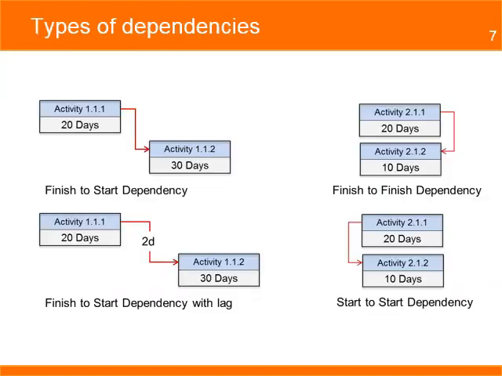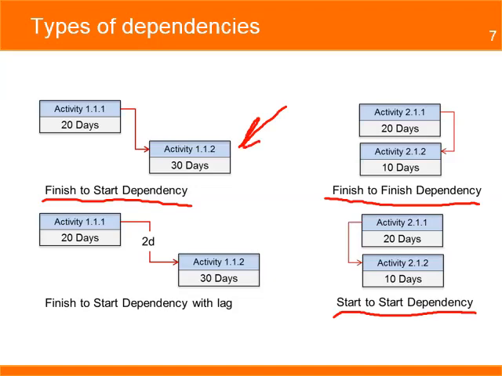Let's look at a simple example. After the team has estimated the duration of each activity, the next step is to identify the dependencies among the activities. Some activities can only start after another activity ends. Here are the most common types of dependencies that can exist: finish to start dependency, finish to finish dependency, and start to start dependency. The most common type is the finish to start dependency, which can even include a lag or time before the next activity starts.